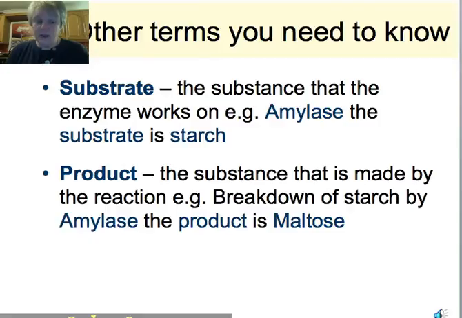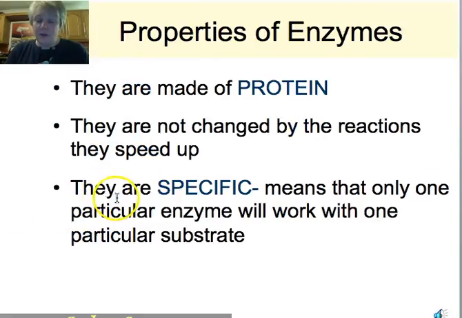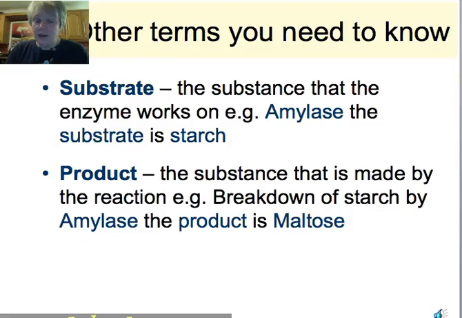Now, I said on the slide before that enzymes are specific. That means that only one particular enzyme will work with one particular substrate. So if we have a little look at amylase, amylase therefore is specific to starch. It only is involved in the breakdown of starch. So that's what I mean by specific.